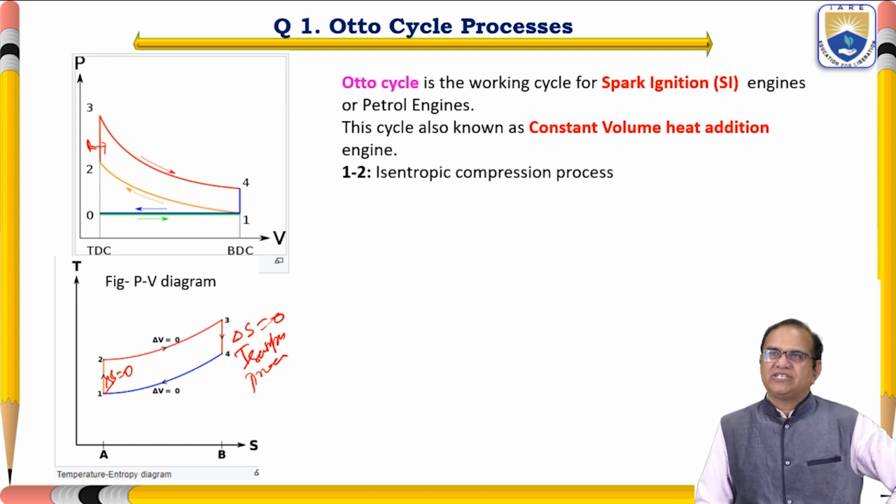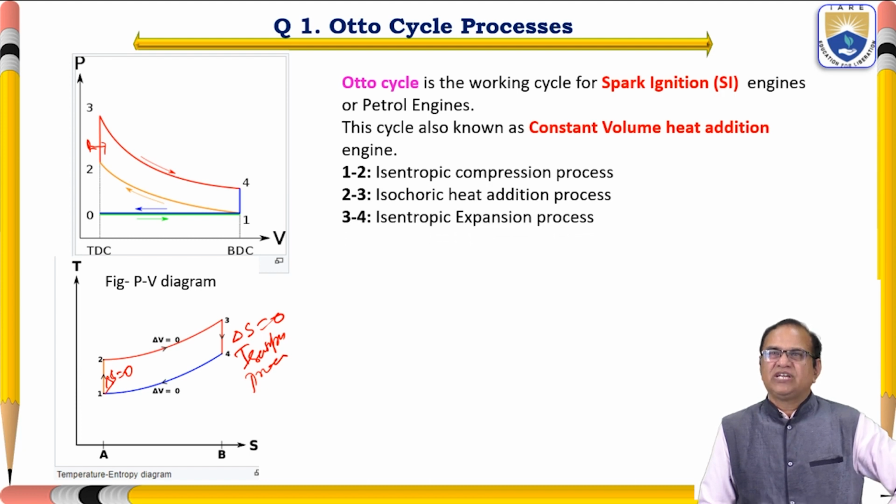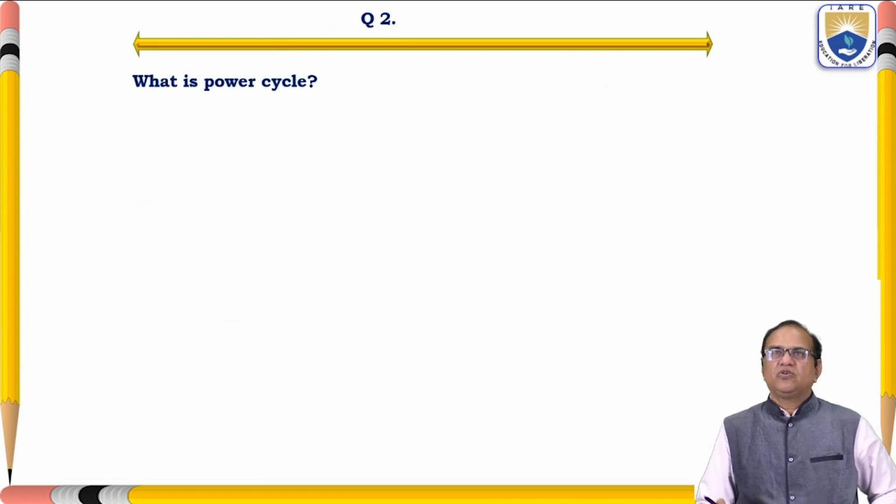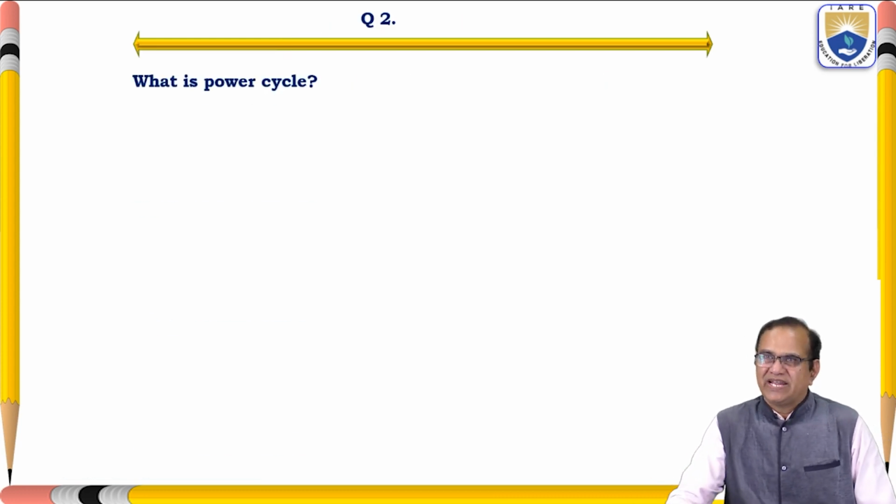So 1 to 2 is the isentropic compression process. 2 to 3 is the isochoric heat addition process. 3 to 4 is the isentropic expansion process. 4 to 1 is the isochoric heat rejection process. So I will go for another question.